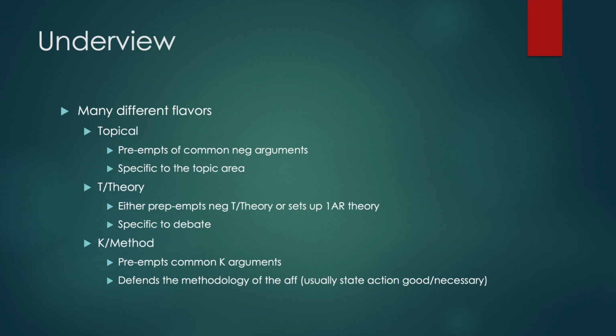Stuff like that. And the last big flavor of underviews is a K/method underview, which is basically a preempt specifically for common K arguments, and it most often takes the form of defending the methodology of the AF, such as the AF uses the government and state action is good or necessary. So generalized Ks that say the government is bad would hypothetically not link if you have a good method underview.